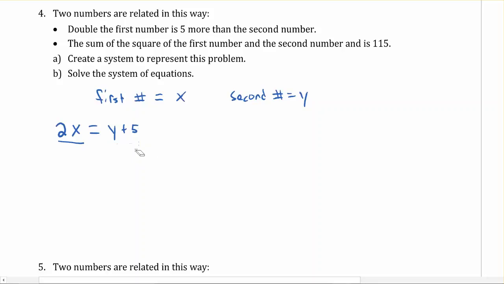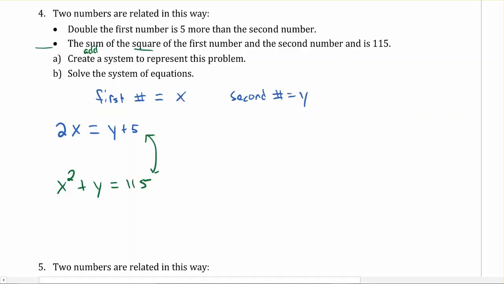So that's number 1. The second one we're going to use is the sum, so adding, of the square of the first number. So I'm even going to write this as we go. So square of the first number, and I'm adding it, so I'm going to go plus the normal second number, is 115. So is equal to 115. So there are your two equations.